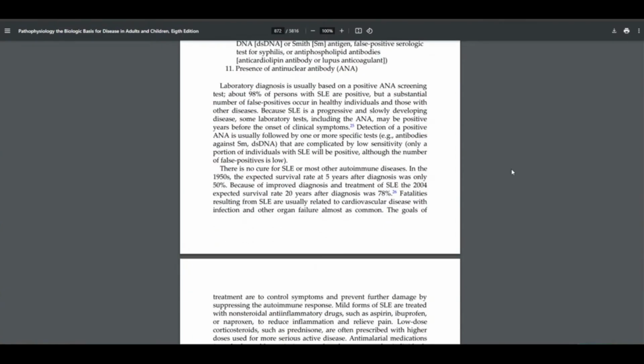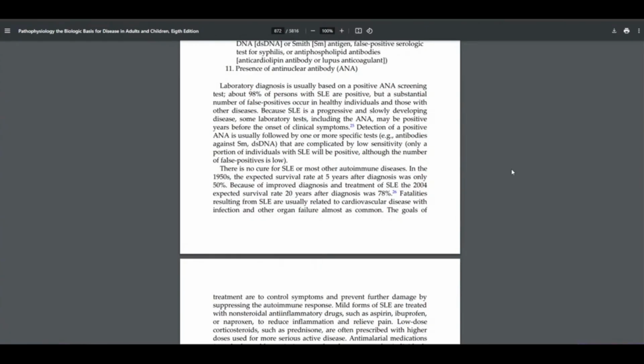Lab diagnosis is usually based on a positive ANA screening test. About 98% of persons with lupus are positive, but a substantial number of false positives occur in healthy individuals and those with other diseases. Because lupus is a progressive and slowly developing disease, some lab tests, including the ANA, may be positive years before the onset of clinical symptoms.